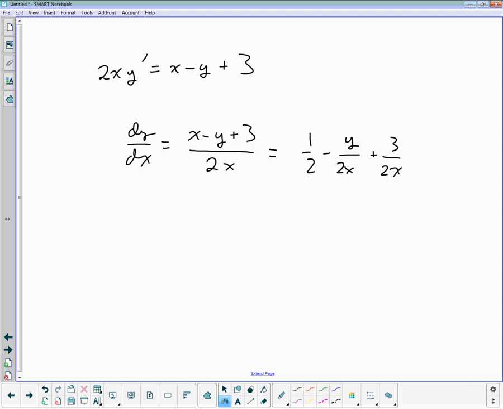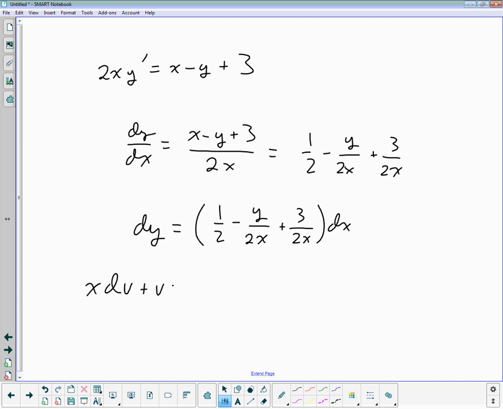So what we can do is, again, throw the dx over onto the other side, and again, we're going to throw our substitutions at it. So x dv plus v dx. Get that left-hand substitution in your head, because again, that's just nothing but the product rule. All right.